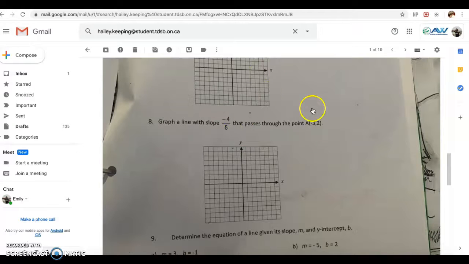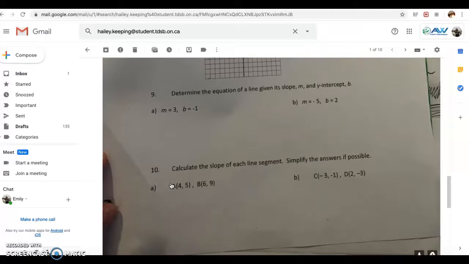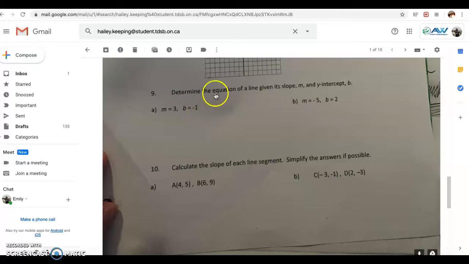Same idea here. You're going to plot your point, and then you're going to use this as rise over run to figure out another point or two on the line, and then you can connect them with a ruler. Okay, these are hopefully pretty easy.